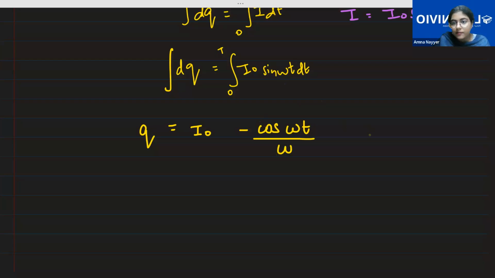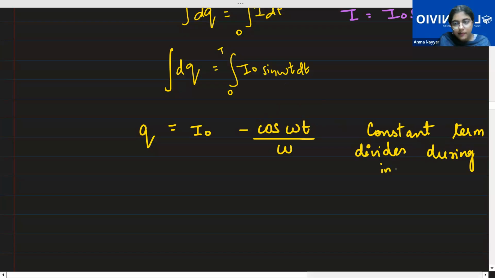I'll write this down here. Constant term divides during integration.